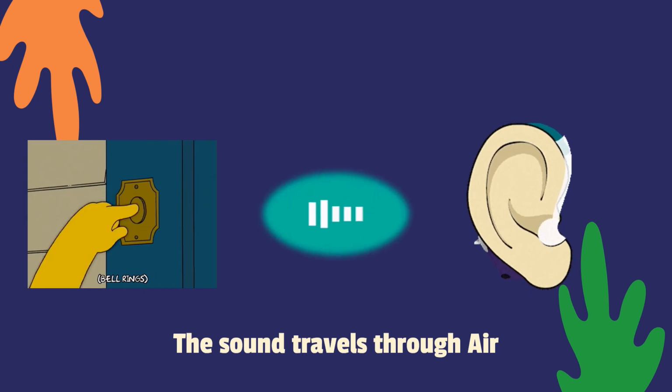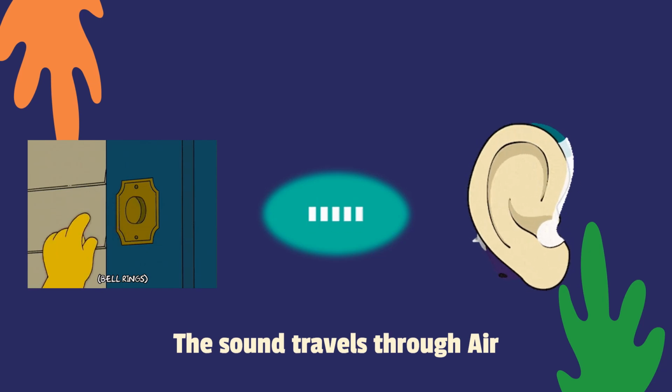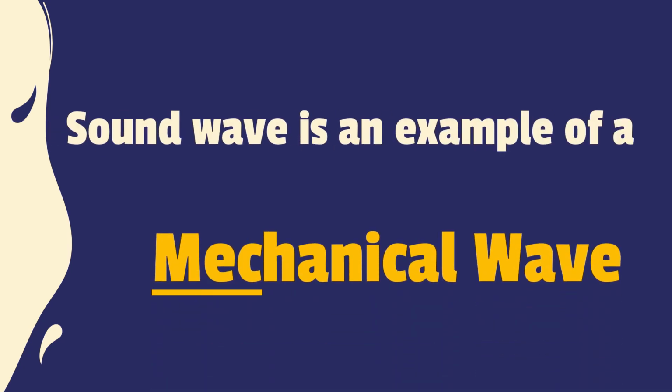So, yung doorbell o yung sound na galing sa doorbell, siya ay magta-travel sa hangin para marinig ng ating tenga kahit tayo ay nasa malayo sa pintuan. Sound wave is an example of a mechanical wave. Ano ba yung ibig sabihin ng mechanical wave?